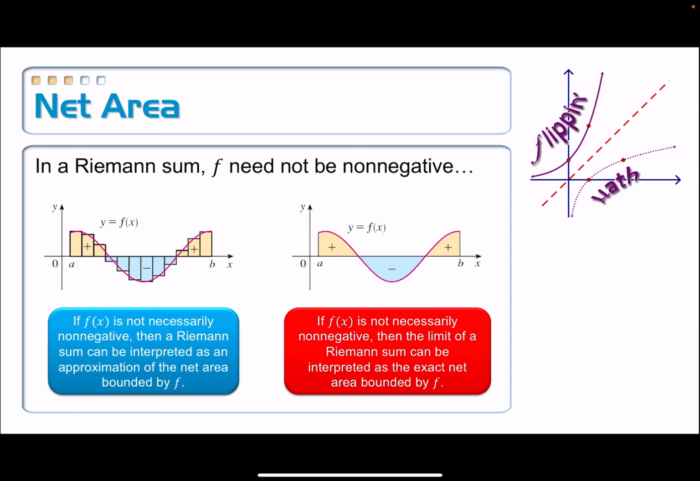Now, don't get the wrong impression that these things are always going to equal 0. No, like I said, it just depends. Where do you have more area? Do you have more area up above, or do you have more area down below? If you have more area up above, of course, your final answer is going to be some sort of positive area. And if you have more down below, your net area is going to be overall a negative number.